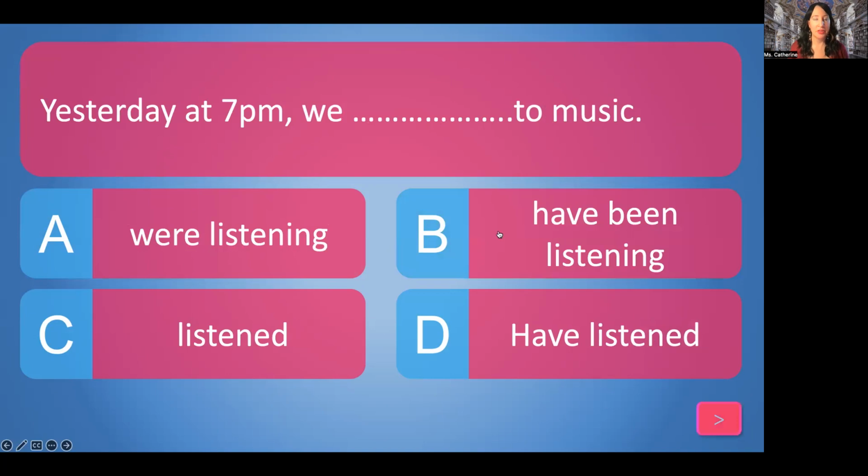Let's see. How about this one? Yesterday at 7 p.m., we blank to music. A, we're listening. B, have been listening. C, listened. Or D, have listened. All right. Yesterday, clue word, at 7 p.m., we blank to music. I don't know. You're gonna have to help me out here. I could be wrong, or maybe we're gonna do it wrong together. Do you think it's A, B, C, or D?